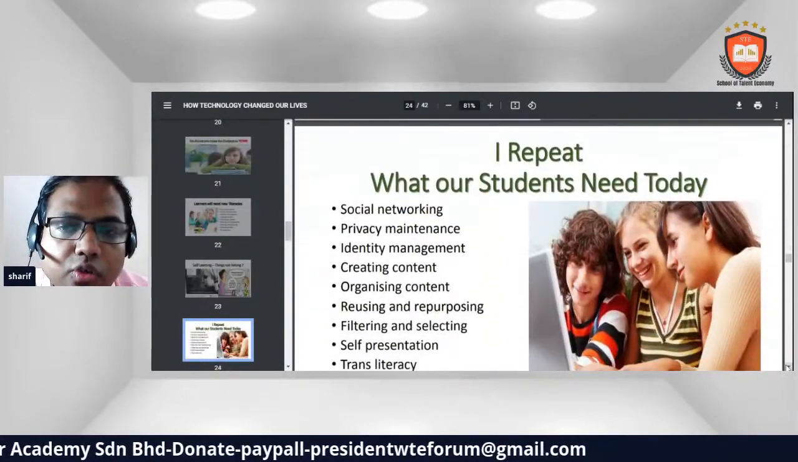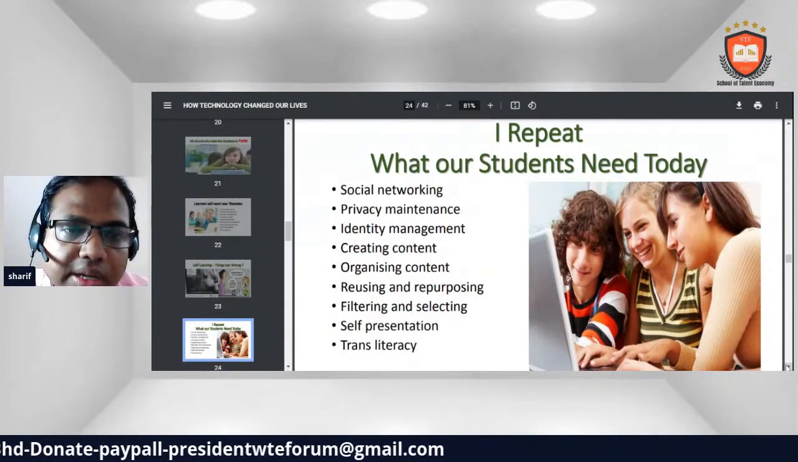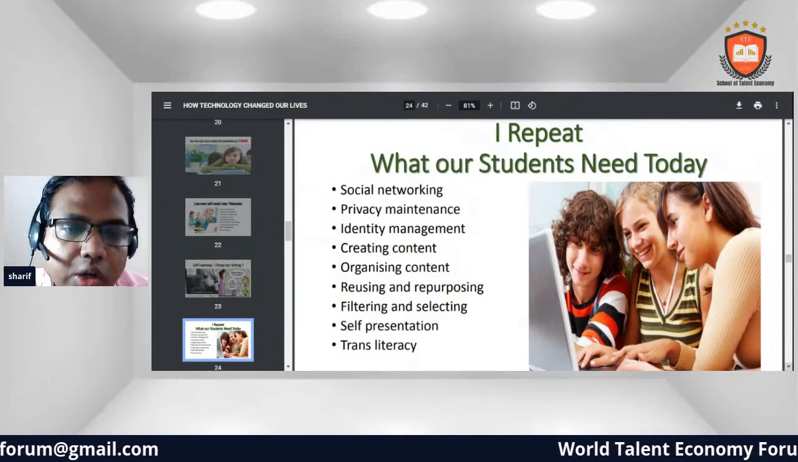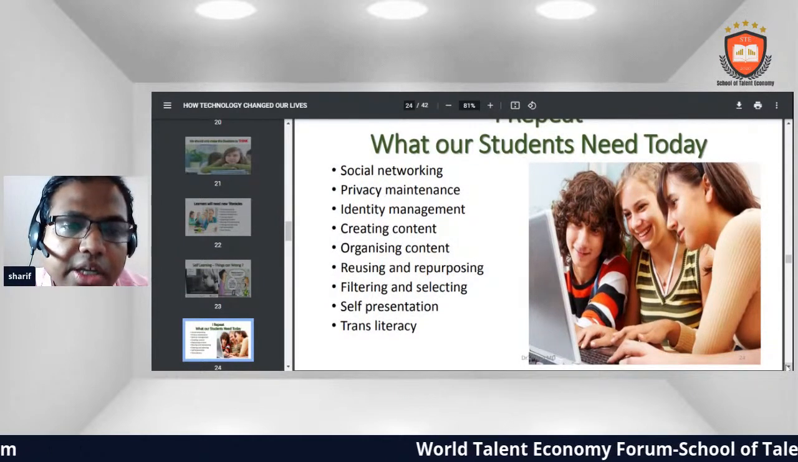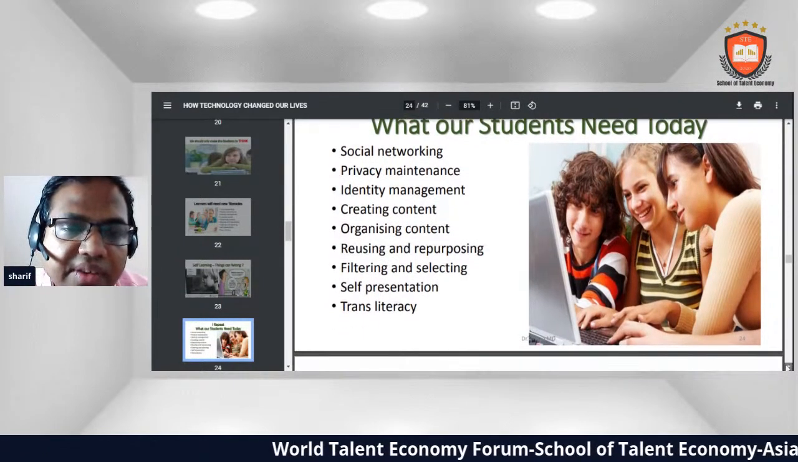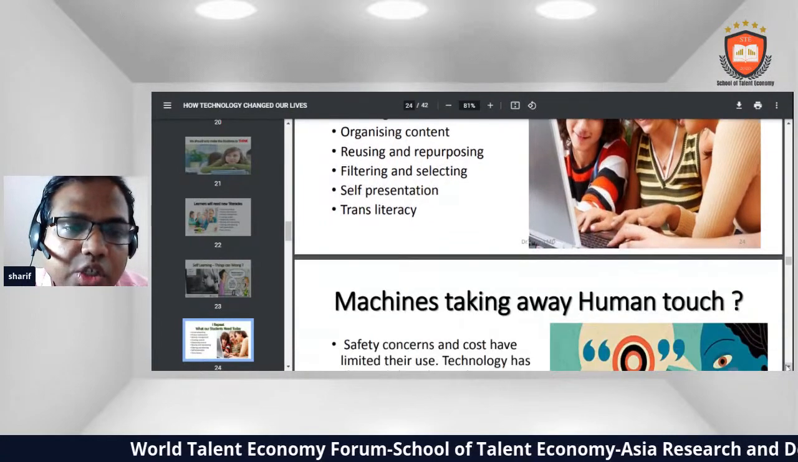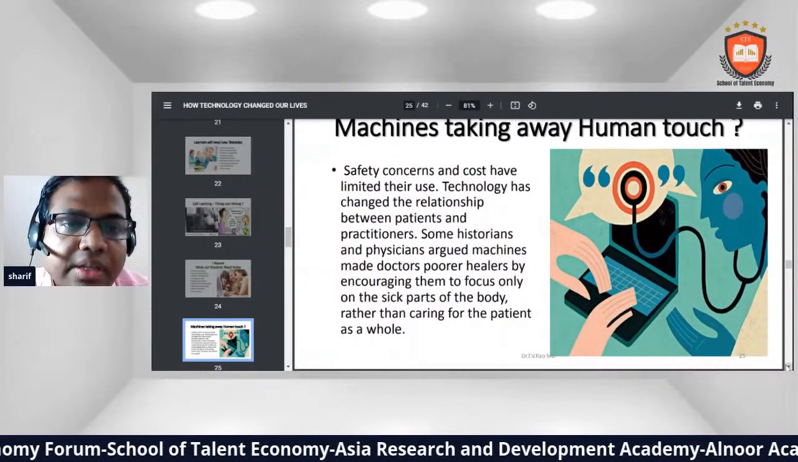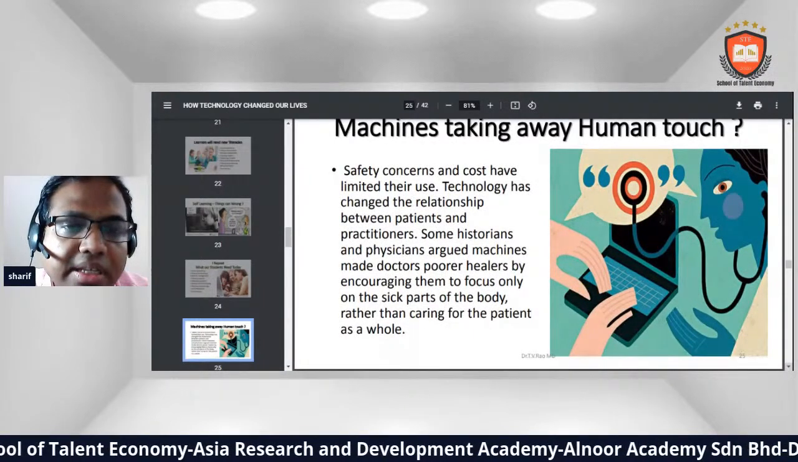I repeat what our students need today: social networking, privacy maintenance, identity management, creating content, organizing content, reusing and repurposing, filtering and selecting, self presentation, transliteracy. Machines may take away the human touch. Safety concerns and the cost have limited their use.